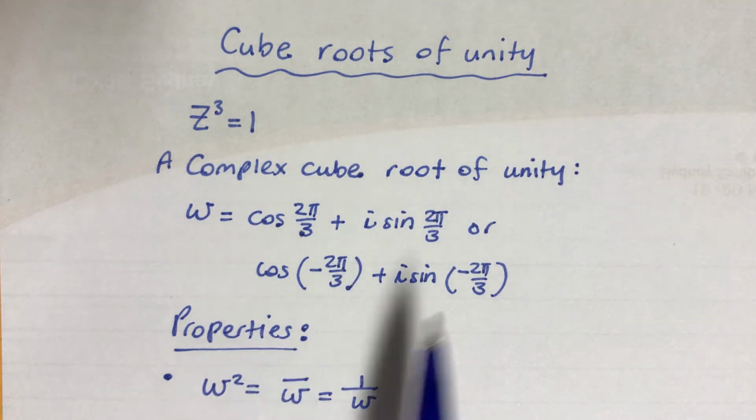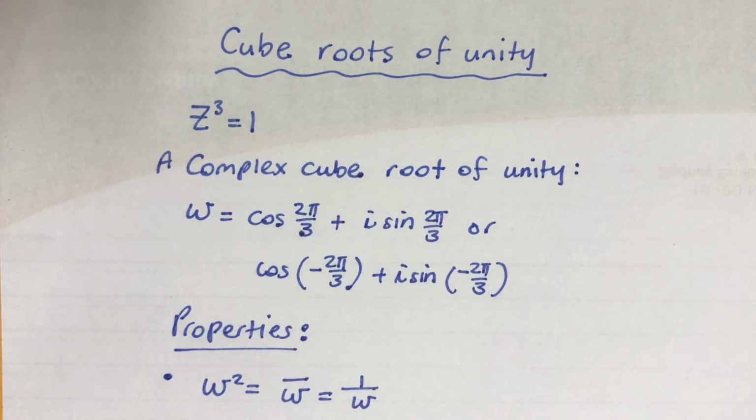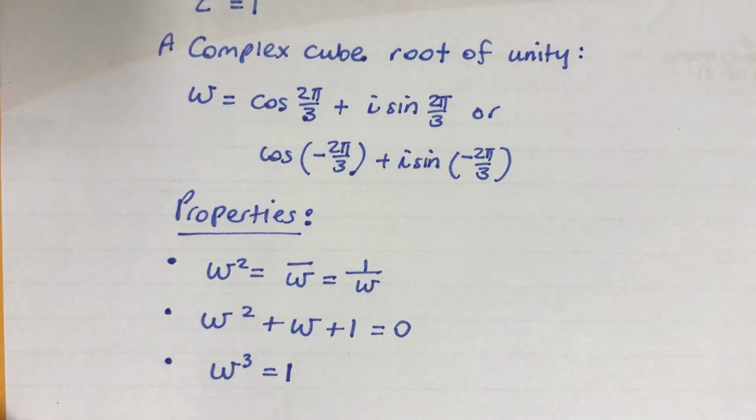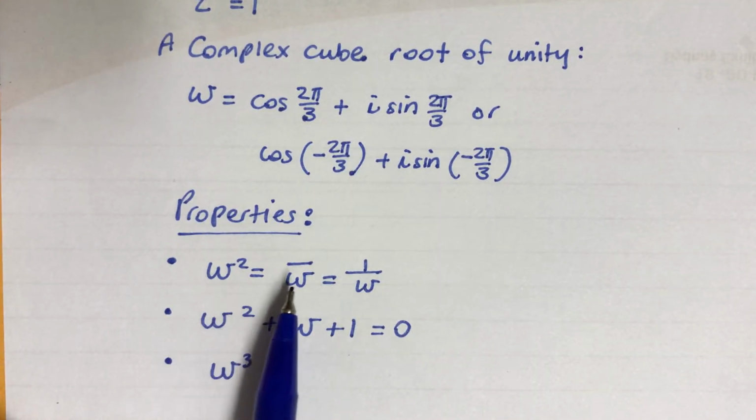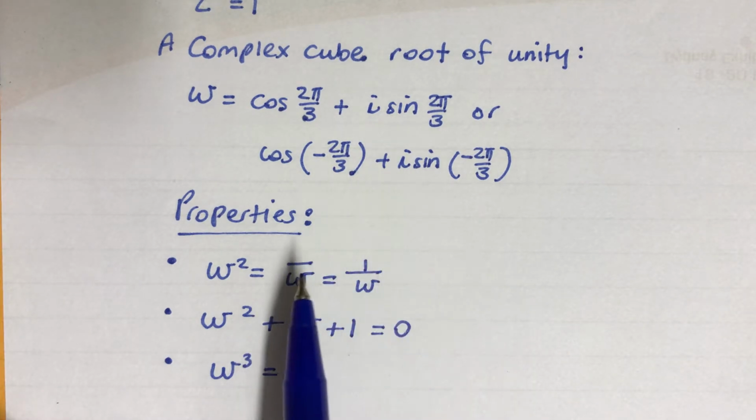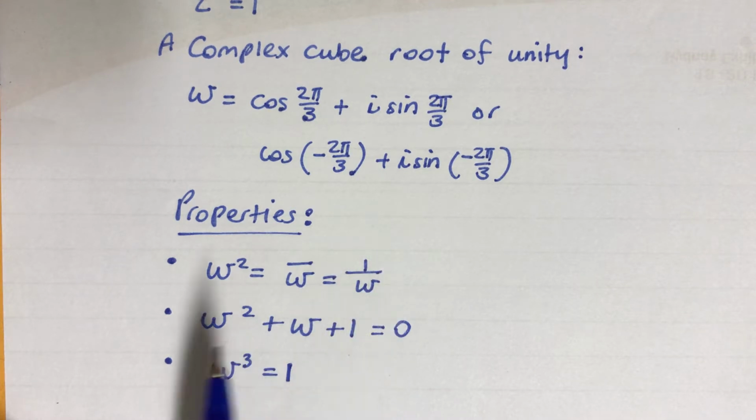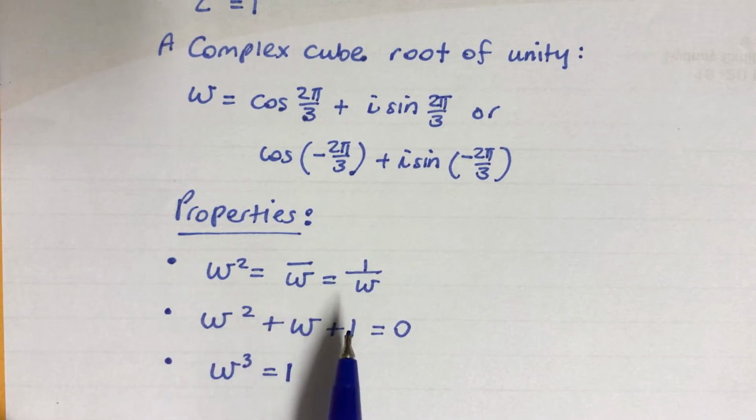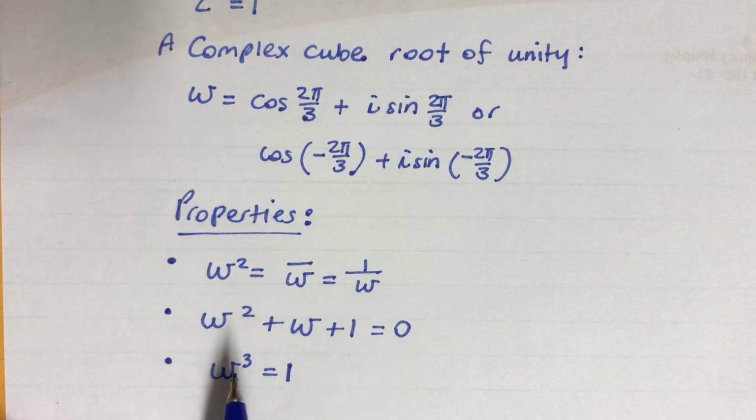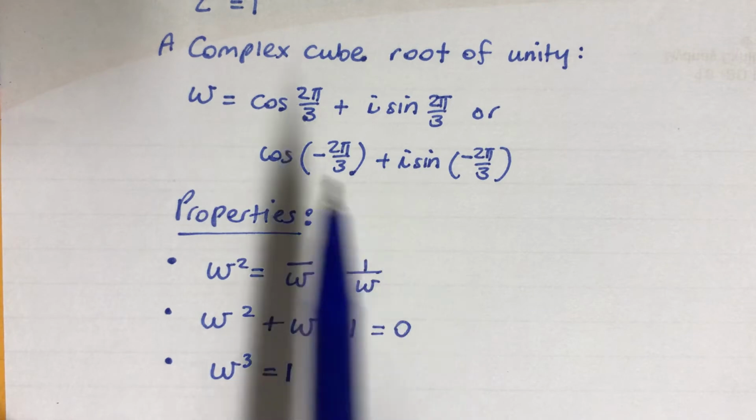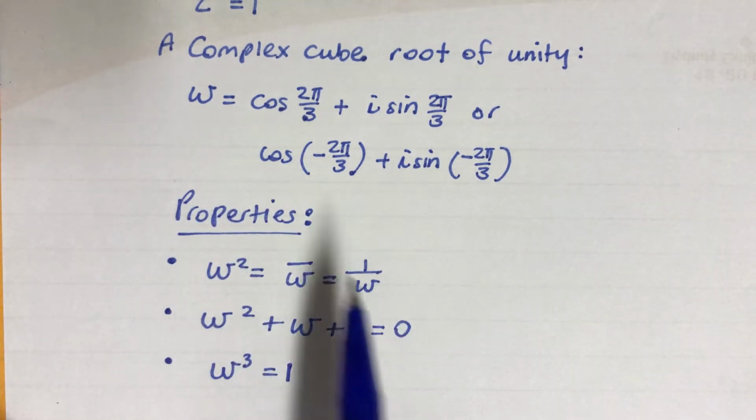Okay, now with these roots we can find some properties of it. So omega squared equals the conjugate of omega, which equals 1 over omega, and omega squared plus omega plus 1 equals 0, and omega cubed equals 1, just like z cubed equals 1. So you need to memorize all these properties.